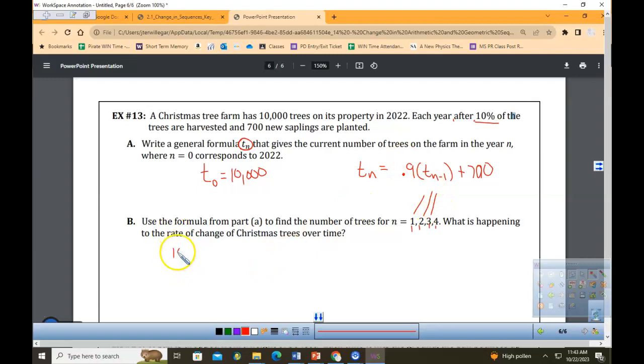So that first year, I'm going to do 10,000. So I'm doing T of 1. 10,000 is my T of 0, right? I'm going to times that by 0.9 plus 700. I plug that in, I get 9,700. Okay. Now for my next year, my T of 2, I wrote that wrong. I should do 0.9 times my T of 1. I'm plugging in my previous term. Okay. Which is 9430.